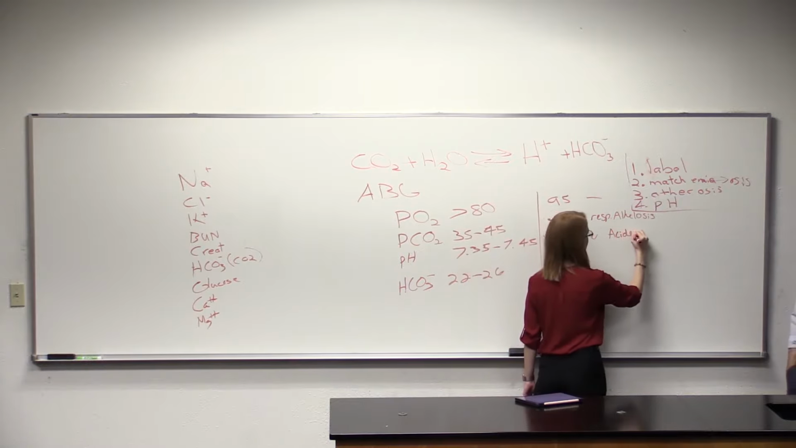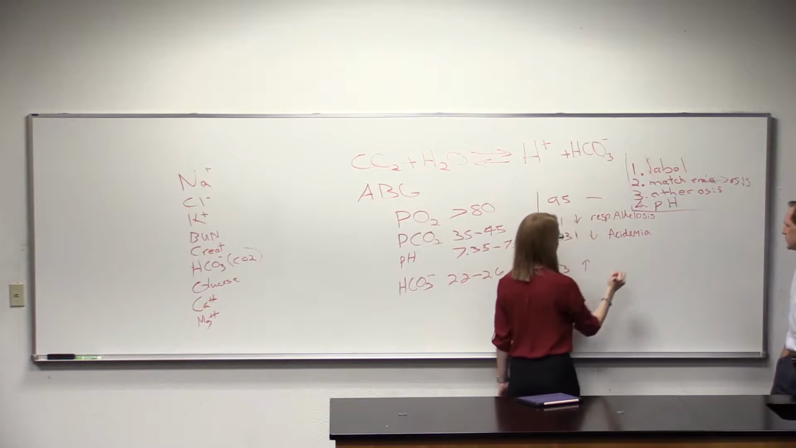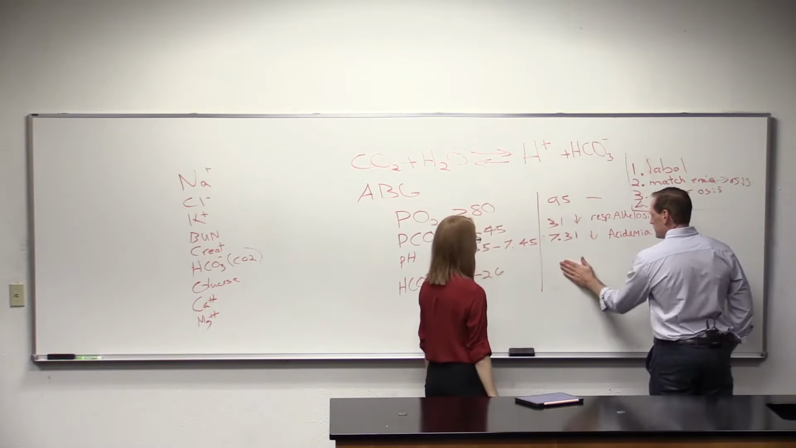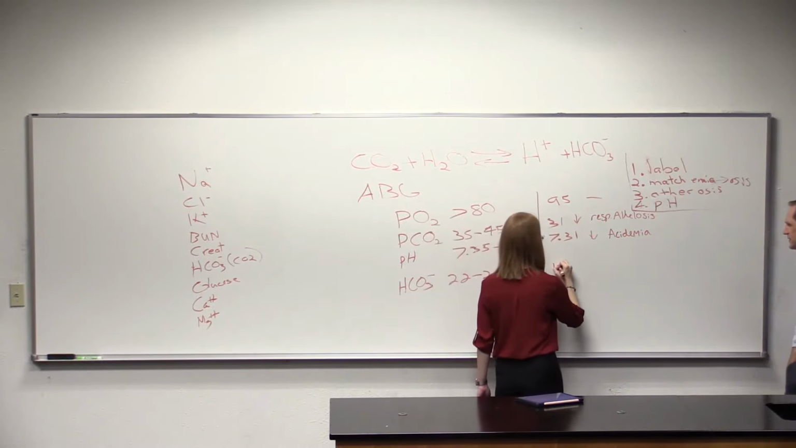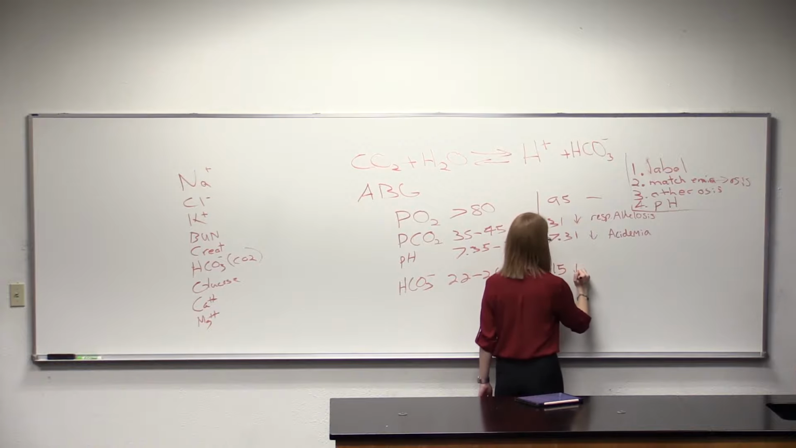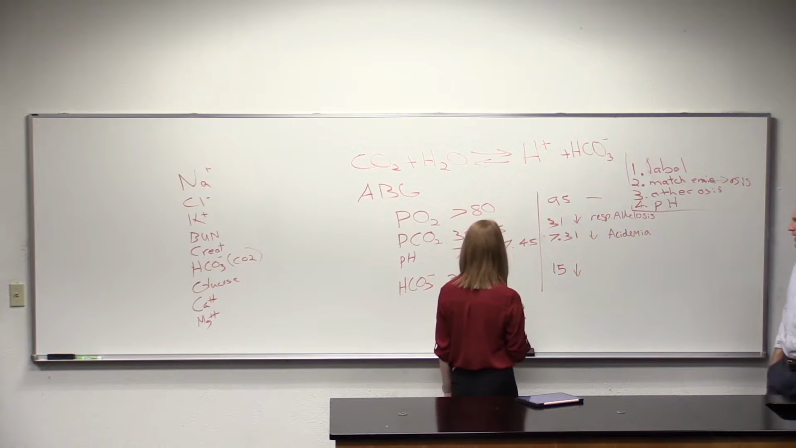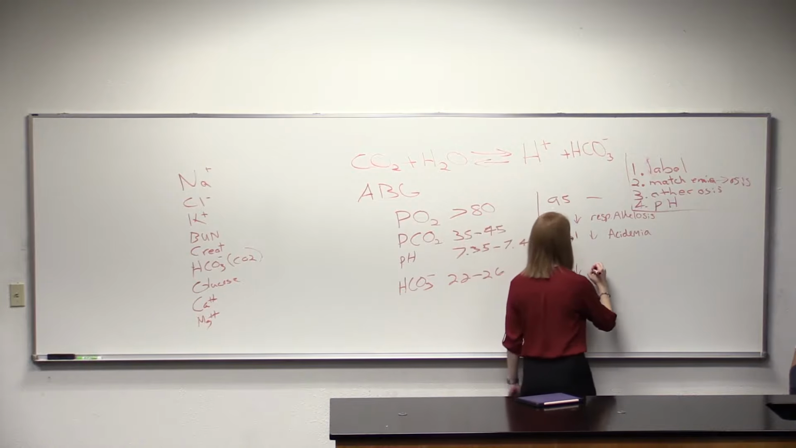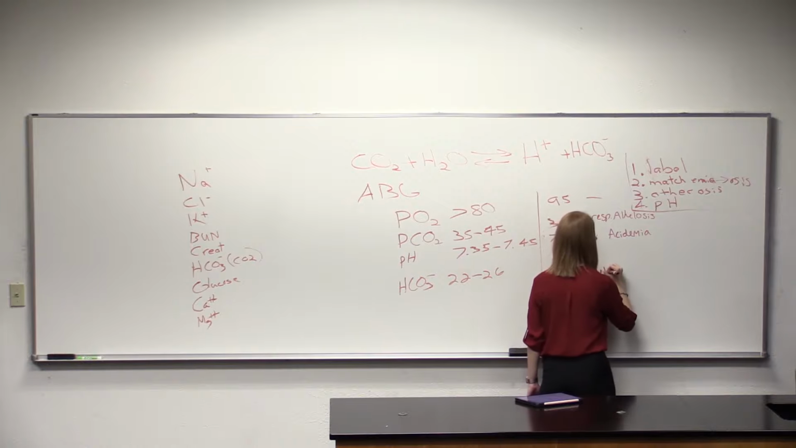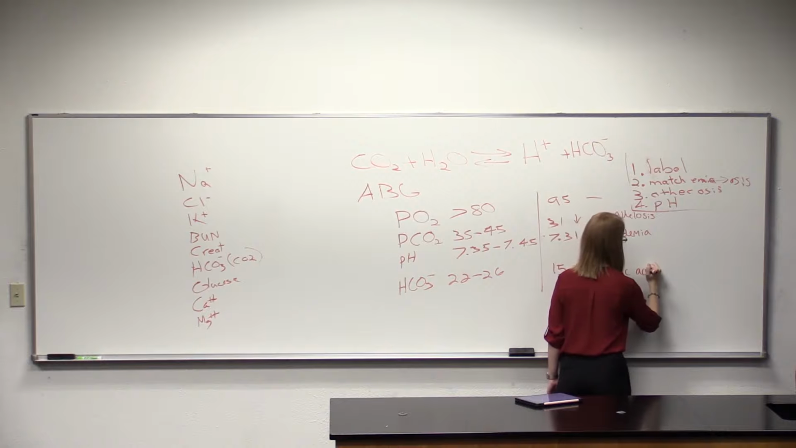Hold on, I'm going to change that number for you, make that a 15. So bicarb is 15, which is low. And what do we call that? Metabolic acidosis. Metabolic acidosis because bicarb is a base. The amount of base is low, so therefore metabolic acidosis.